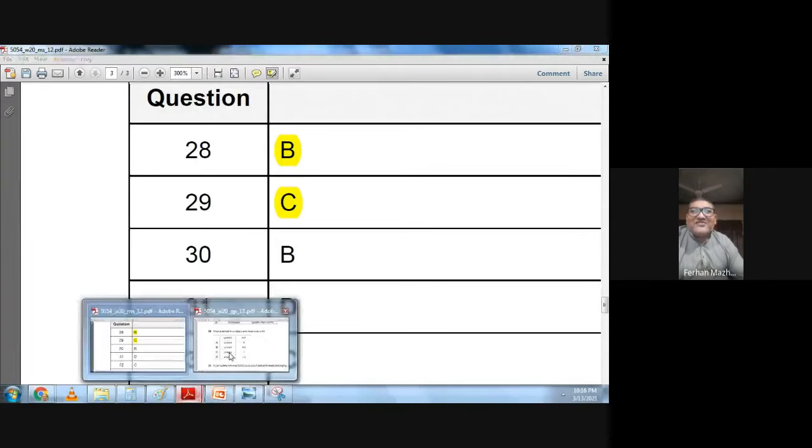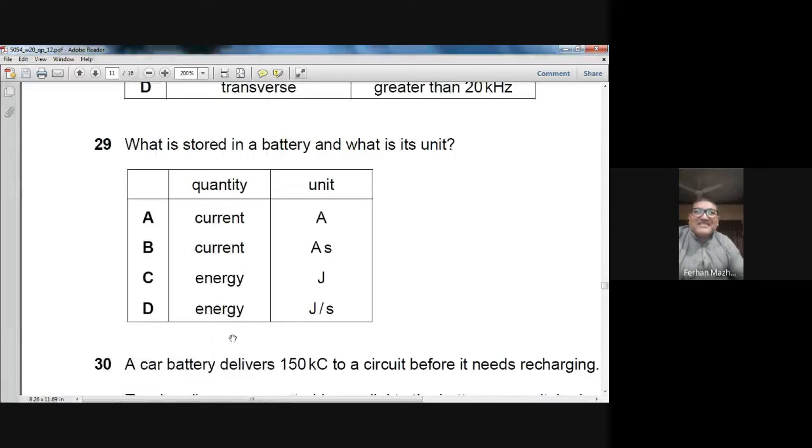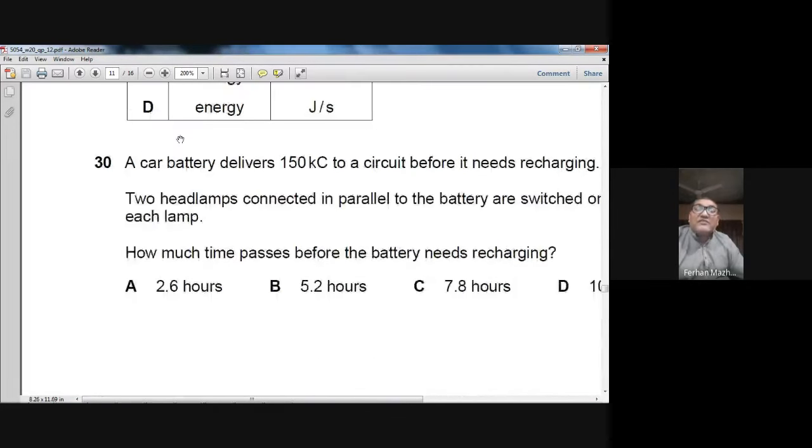This question can confuse many students because normally the students will think that the battery has current stored in it. It has chemical potential energy stored in it.